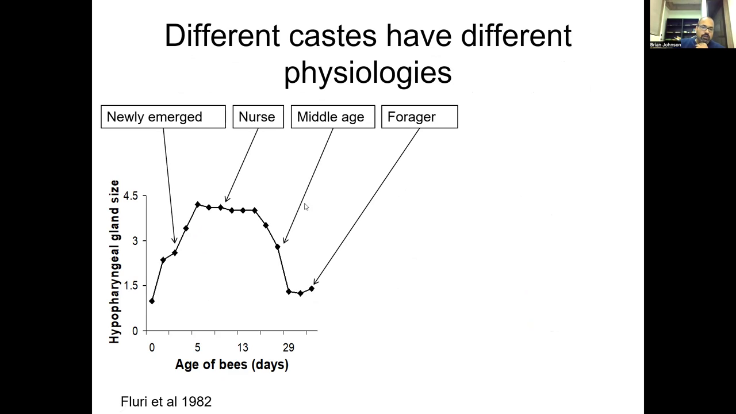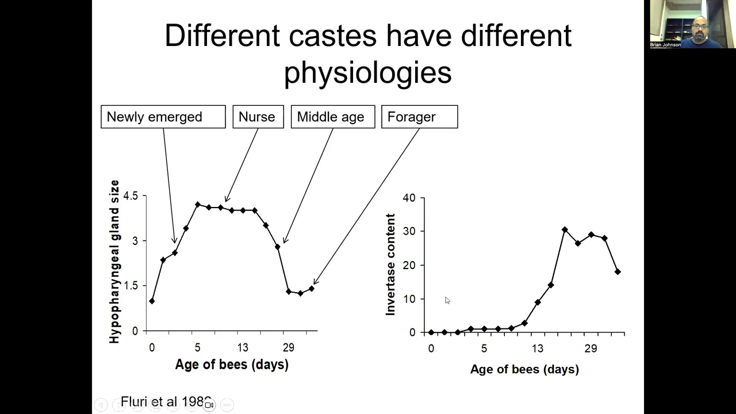This is the hypopharyngeal gland size by age. Even at this coarse level of resolution, you can see how much the gland changes as the bee ages. When the bee first emerges, the gland is quite small. It reaches its maximum size at about 4 to 5 days of age, which was the transition to nursing, remember. Then at the transition to middle-aged bees, which happens at about 12 to 13 days, it falls off rapidly in size, and then it reaches its lowest size in foragers.